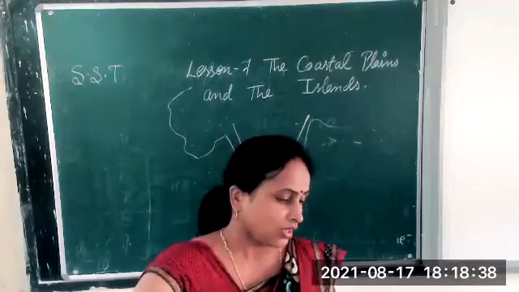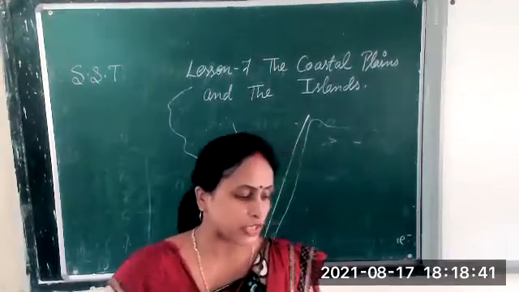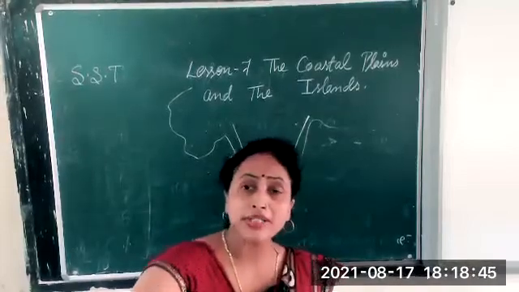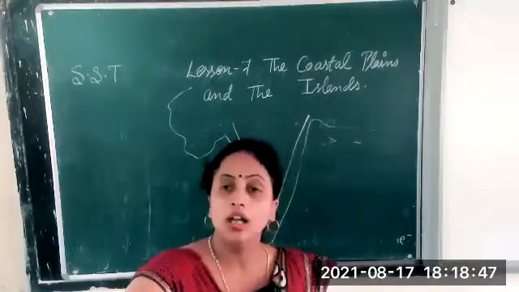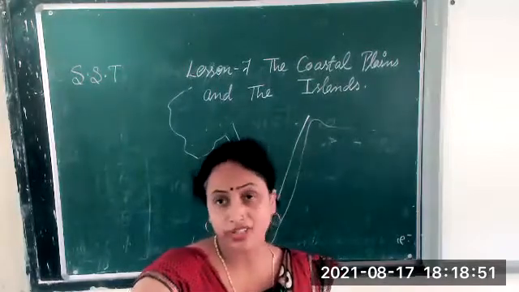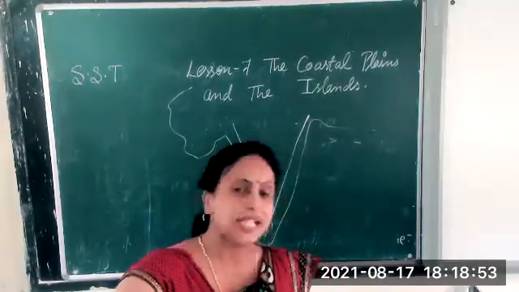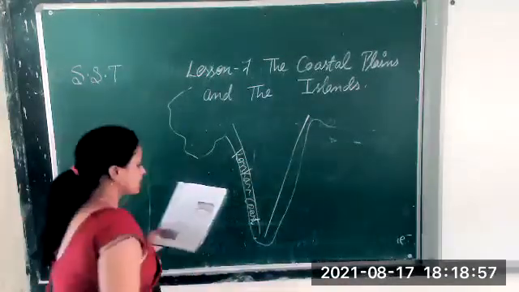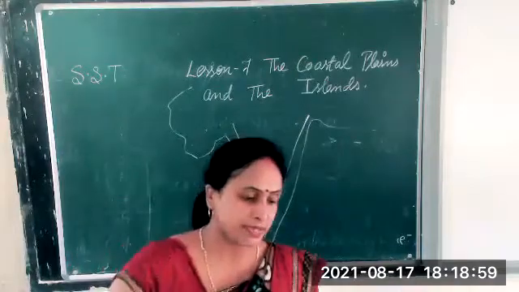Understand? Now, this coastal plain is called the rice bowl of India. Which region is called the rice bowl of India? The Mahanadi Delta, that coastal region. This area is rich for what purpose?